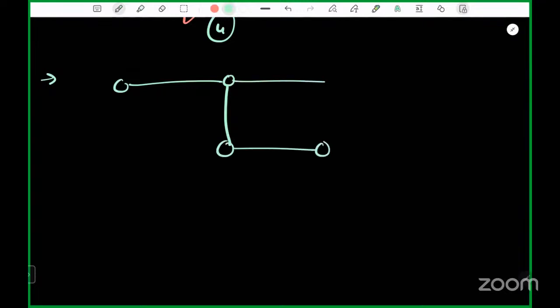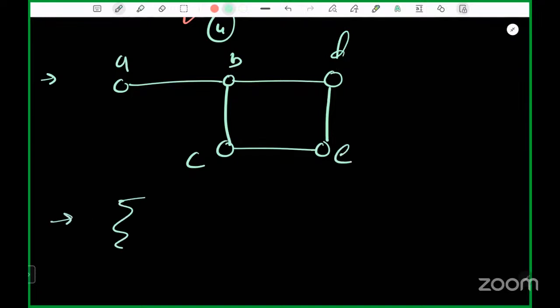Okay, one more example. Let's talk about this graph. What will be the maximum independent set here? What do you guys think? You start with A, then D, then C. So let's see: A, D, C.